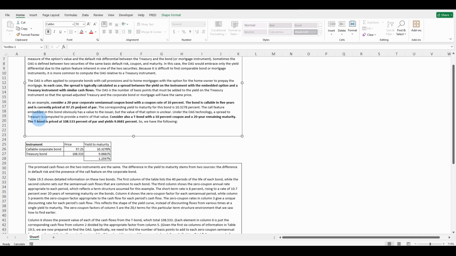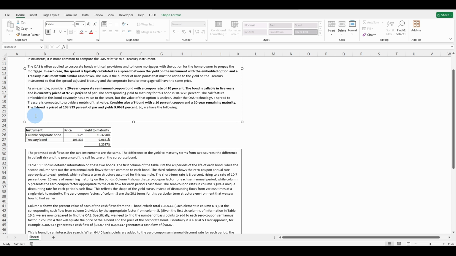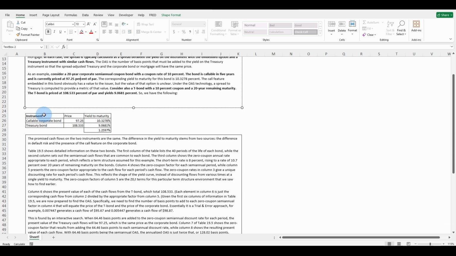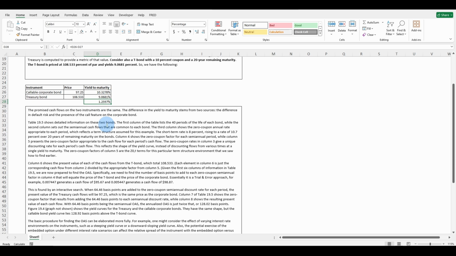Consider also a T-bond with 10% coupon and a 20-year remaining maturity. The T-bond is priced at 108.53 of par and yields 9.0681%. So we have the following. We have the instrument, we have a price, and we have a yield to maturity. Callable corporate bond: price 97.25, yield to maturity 10.3278%. Treasury bond: 108.53, 9.0681%, and then yield to maturity difference 1.2597%.